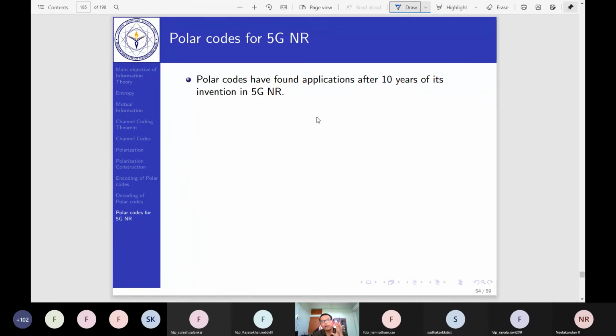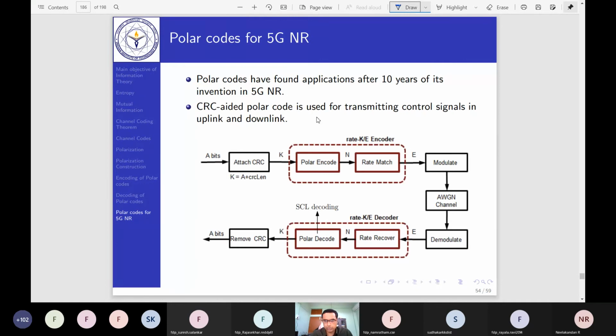Now, for the 5G NR standard, polar codes have been recommended for certain control signaling schemes, and it took around 10 years after its invention in 2009 to get some concrete applications. So in 5G NR, we have one CRC encoder. That means it's a concatenated system of two coding systems, polar code as well as CRC code.